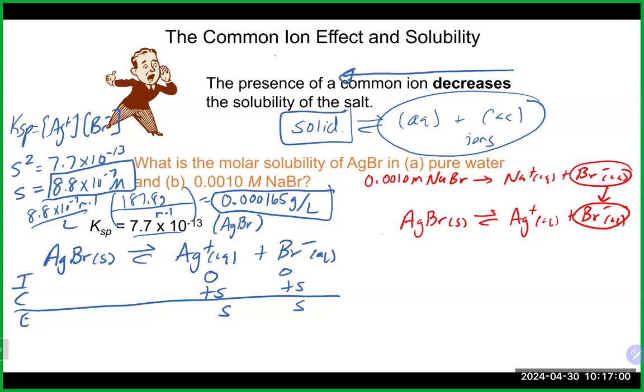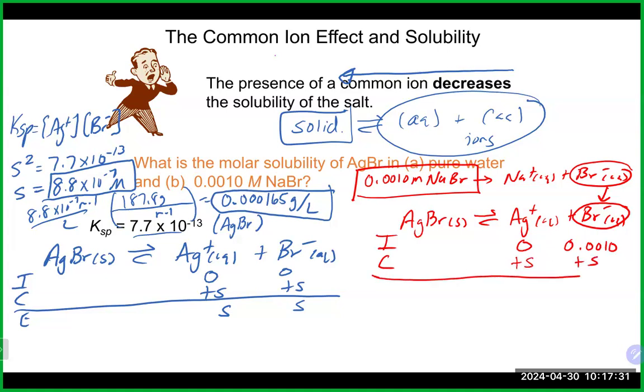And the deal here is it affects much like in buffers. If you're going to do an ICE table, it affects the right-hand side. We do have an initial concentration of bromide in this case being supplied by the sodium bromide. So this one would be 0, but our bromide here would be 0.001, as it is being supplied by our sodium bromide. The rest of the table is going to be very similar: plus S and plus S. That means when we reach equilibrium, we have S and 0.001 plus S. Any questions on that so far?